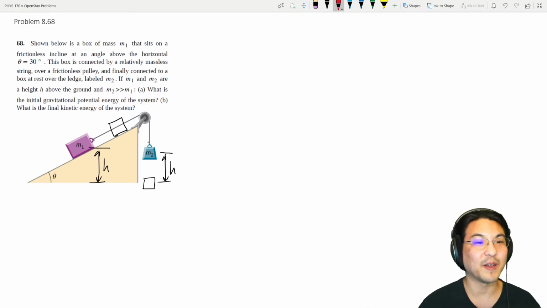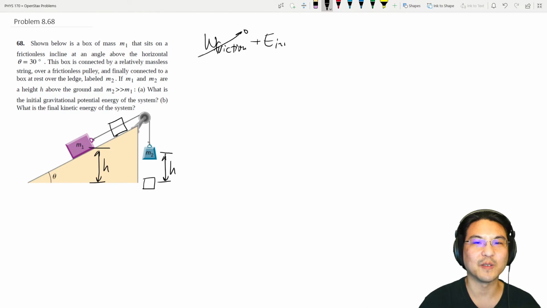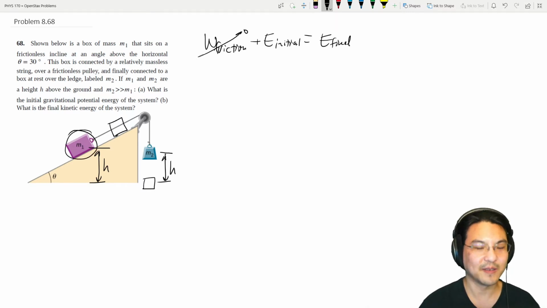Part B, what's the final kinetic energy? All right, so there's no work being done by friction, so energy is conserved. If block 1 is at rest, kinetic energy is 0. Block 2 is at rest, kinetic energy is 0.